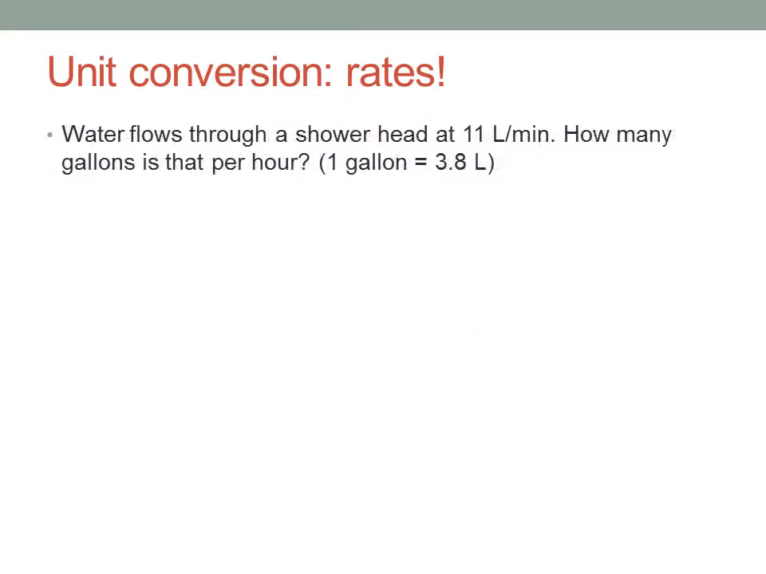Let's try another. Water flows through a shower head at 11 litres per minute. How many gallons is that per hour? 1 gallon is 3.8 litres. Okay, water is flowing at 11 litres every minute. I want gallons per hour. How am I going to do that? Convert each side. Minutes to hours is easy. 1 minute is 1/60th of an hour.